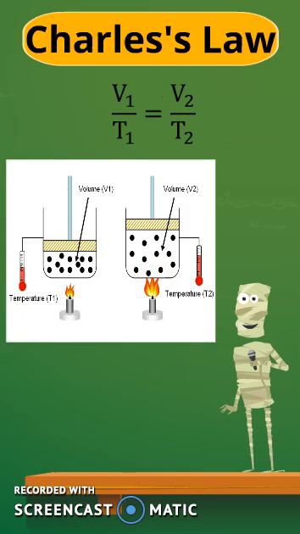Charles's law compares volume and temperature. Volume and temperature have a direct relationship. As one increases, the other increases. Let's take our box of air again. As the temperature increases, the molecules move faster and have more frequent collisions. In order for the pressure to remain constant, the volume of the container would need to increase. We can see this in Charles's equation as V1 over T1 equals V2 over T2.